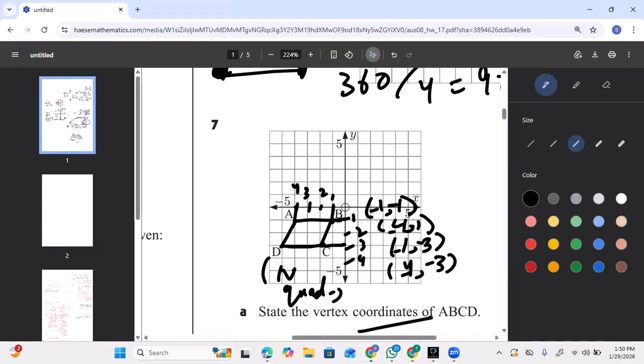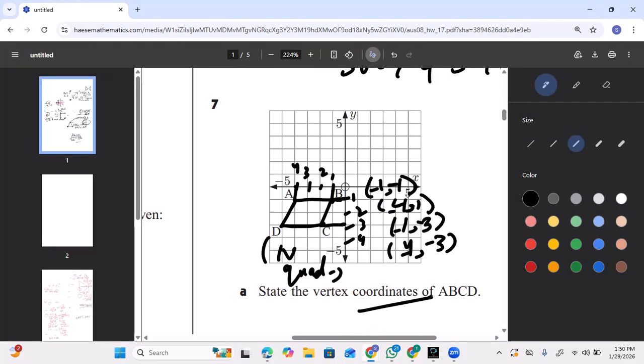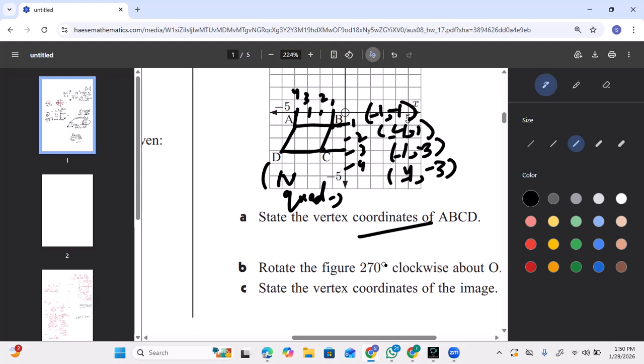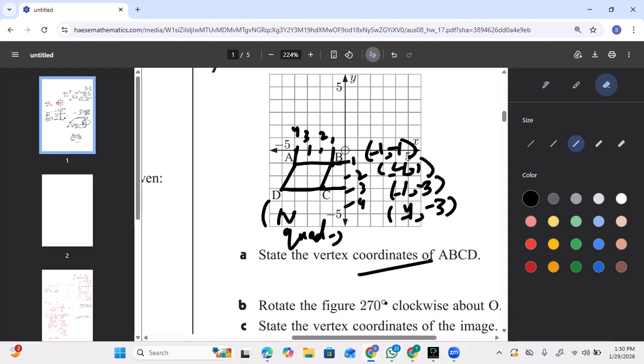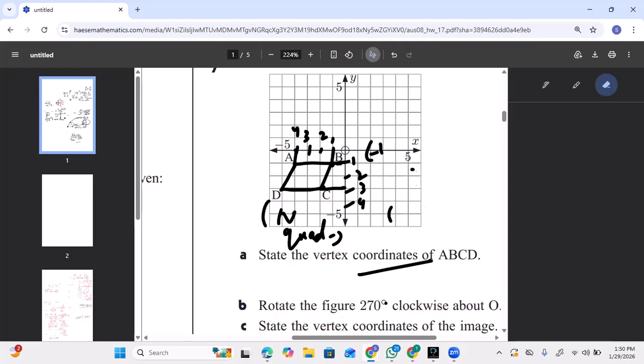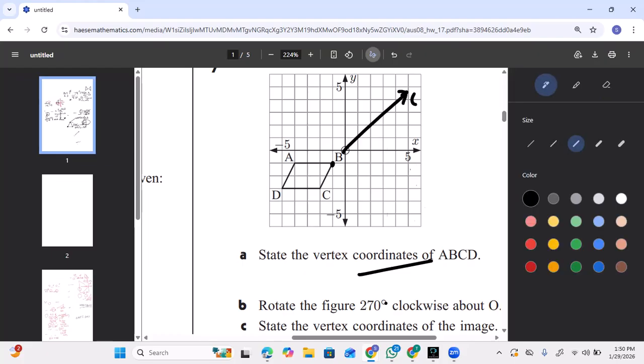So if you now write that on the board, when they're saying rotate it by 270 degrees about O and state the vertex coordinates of the image. Okay, so now I'm going to erase this. So basically O is the point here which is known as the origin. That means we have to rotate it on this side. So if we do that, by rotating it, we would have this.